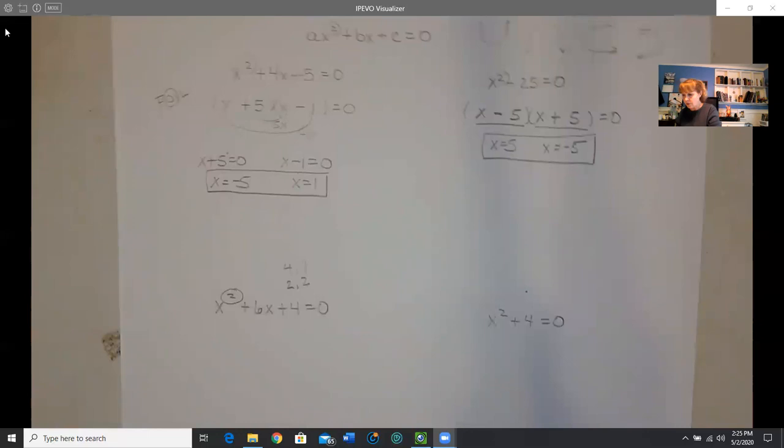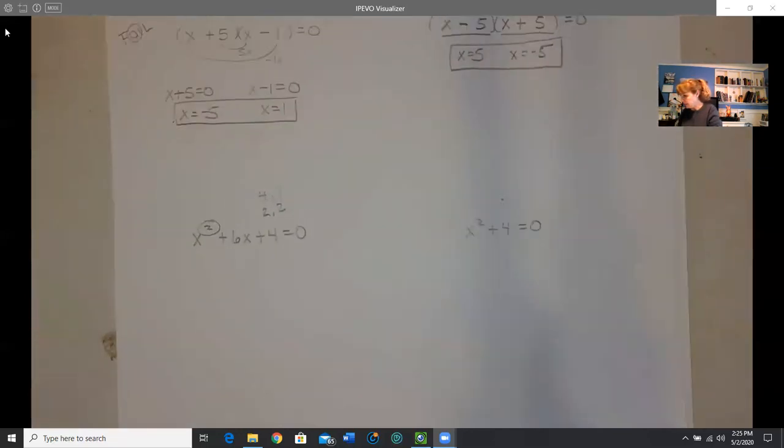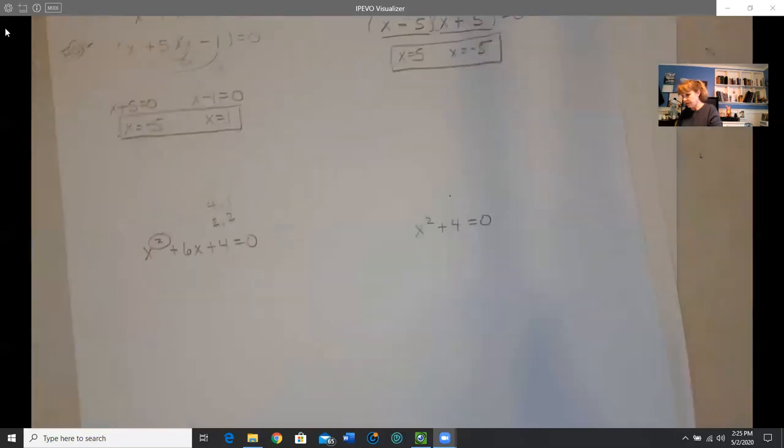Our first method that we're going to be looking at is called the, let me see where my notes are. There they are, they're buried.